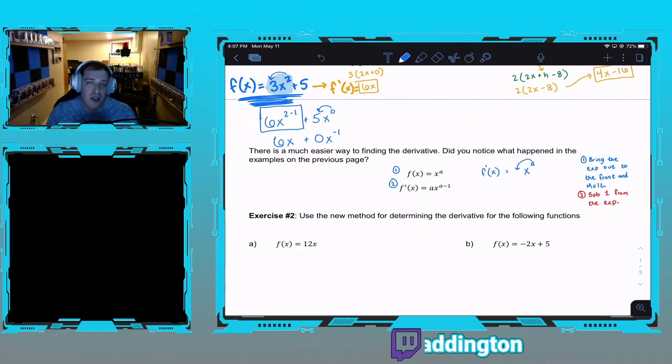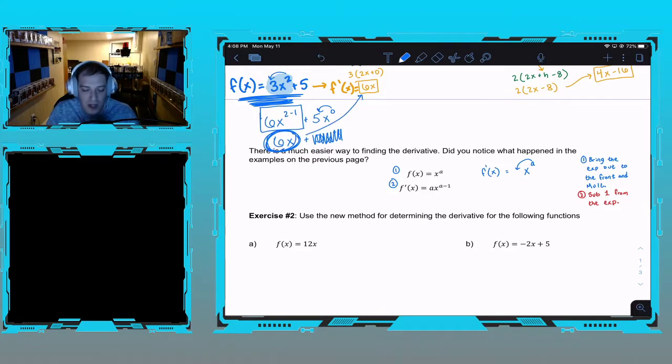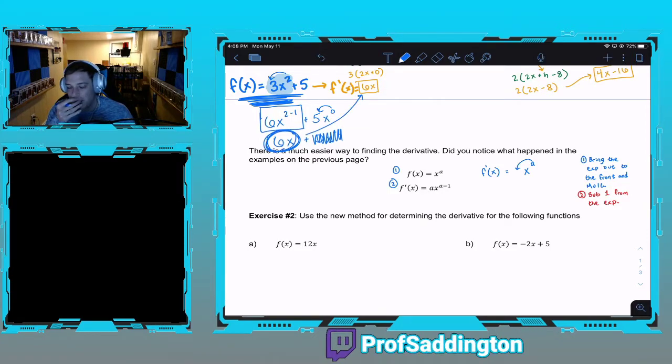But based on math rules that we've been doing since you guys were in like 1st and 2nd grade, when you multiply by 0, the answer is going to be 0. So that whole part's just going to cancel out. And notice what we're left with. We're left with that same answer of 6x.